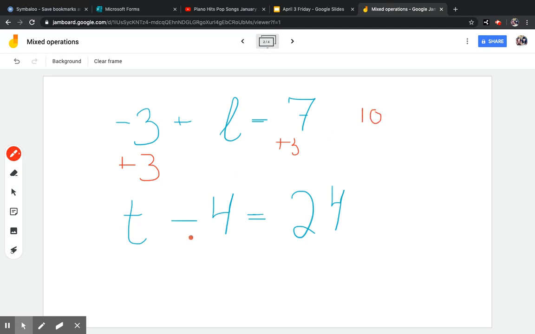And then I have t minus 4. I need to cancel it out by adding. Get rid of it, add 4, and I should have 28.